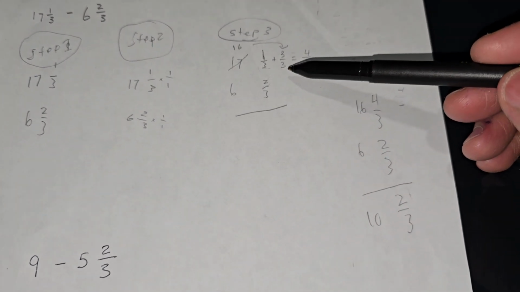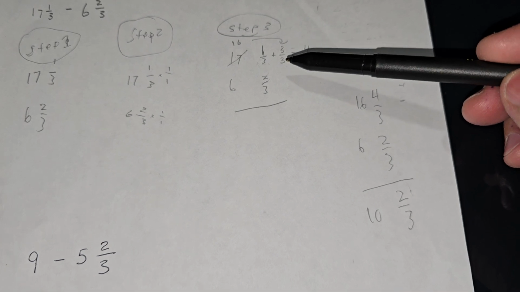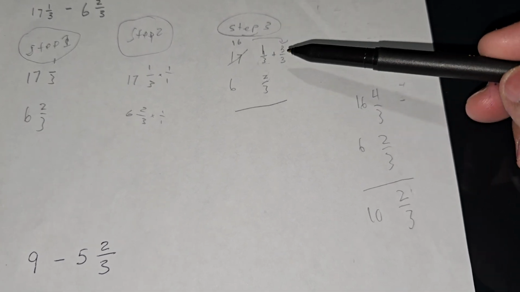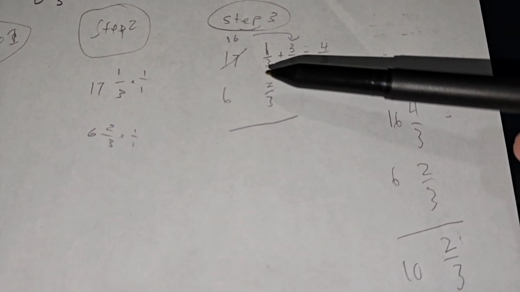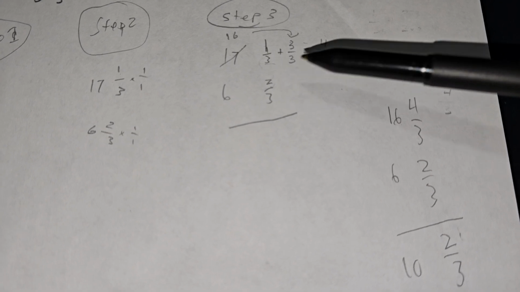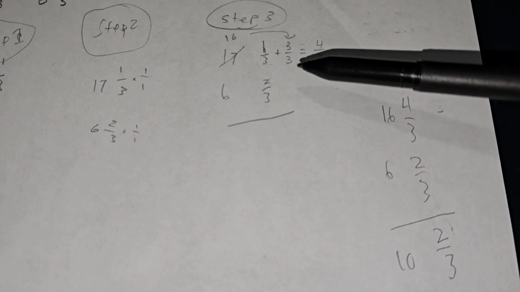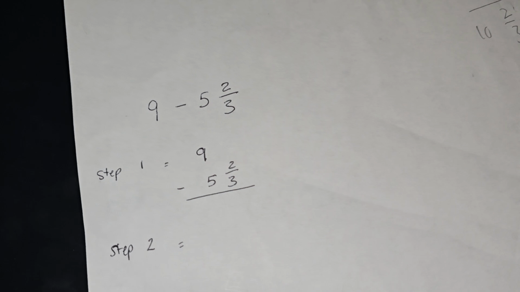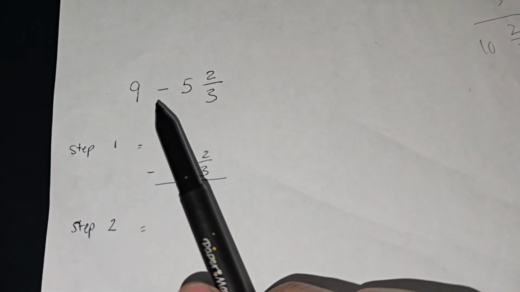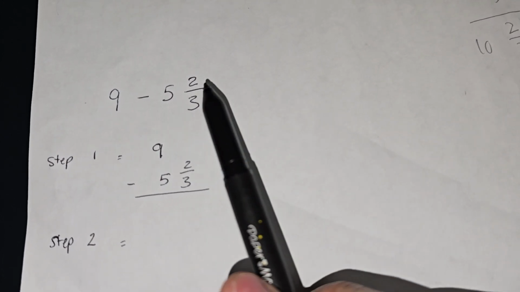The trick with this is to remember that when you're borrowing from the whole number, make the 1 that you're borrowing into a fraction and keep it as the same denominator as the denominator that you have here, so you can add straight ahead without doing any further finding of a common denominator. Okay, so keep that in mind. So let's do another example here. This example shows us how to deal with problems where there is no fraction, there's just a whole number. Okay, so 9 minus 5 and 2/3.